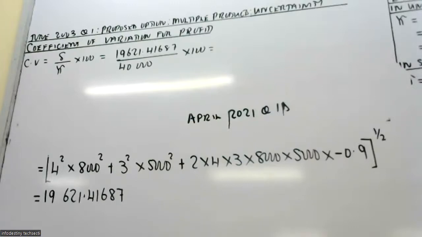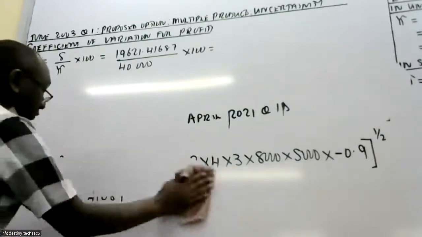Your practical mistake. So, maliza kusoma. April 2021, question 1D.